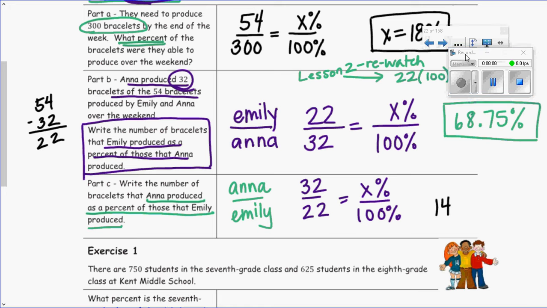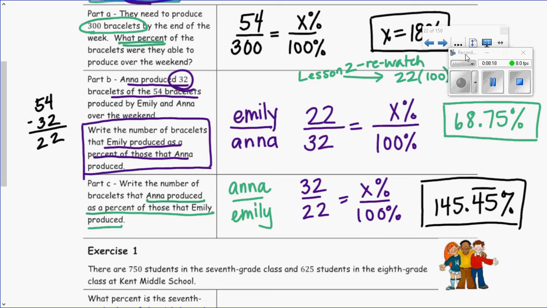Okay, if you are listening and watching, hopefully that means that you paused it and tried it. It is 145.45% repeating. If your calculator gave any of these as a fraction, that's great. That's totally fine. You can leave it as a fraction.